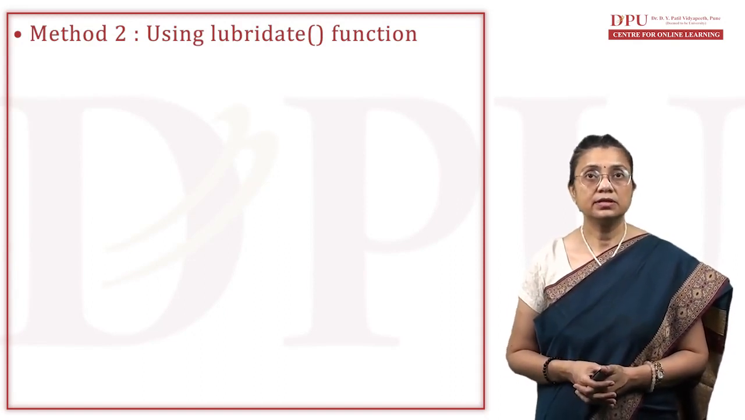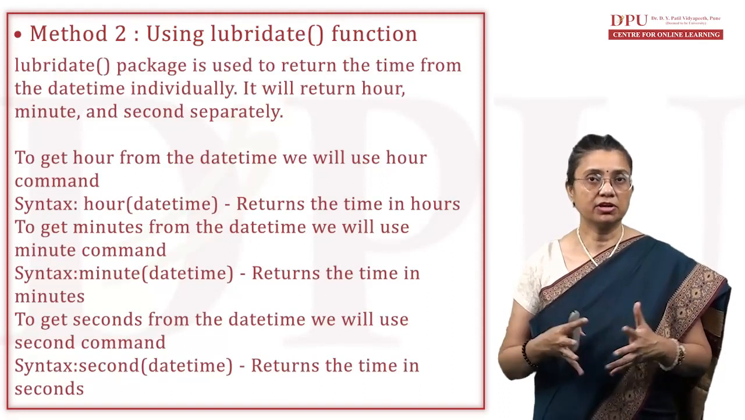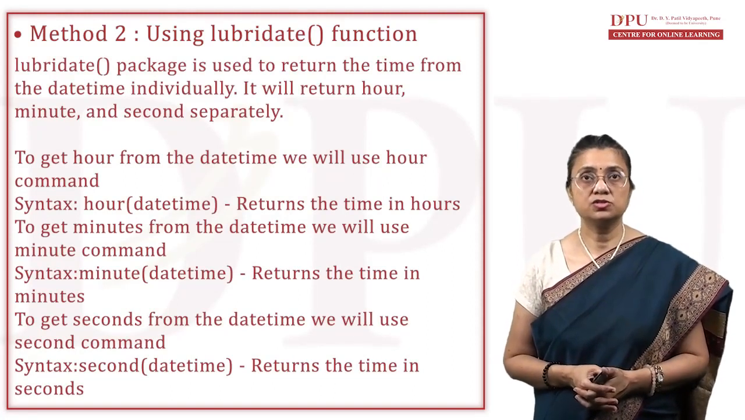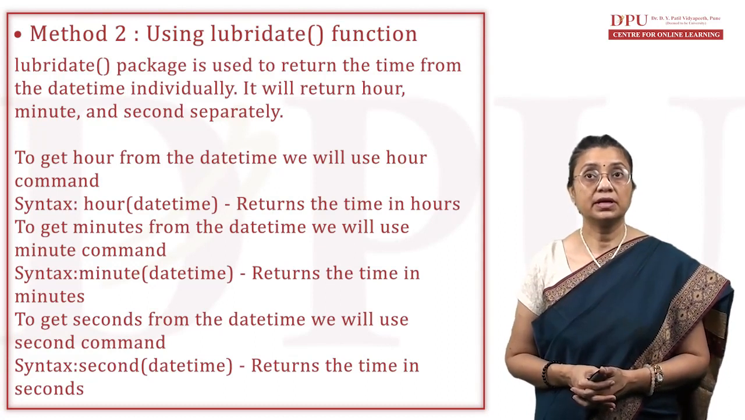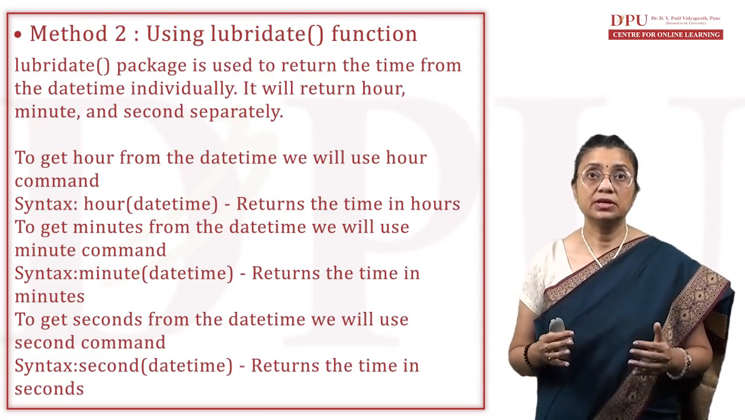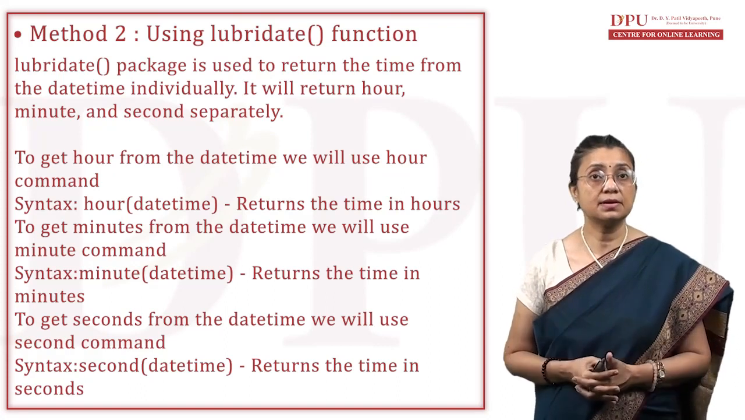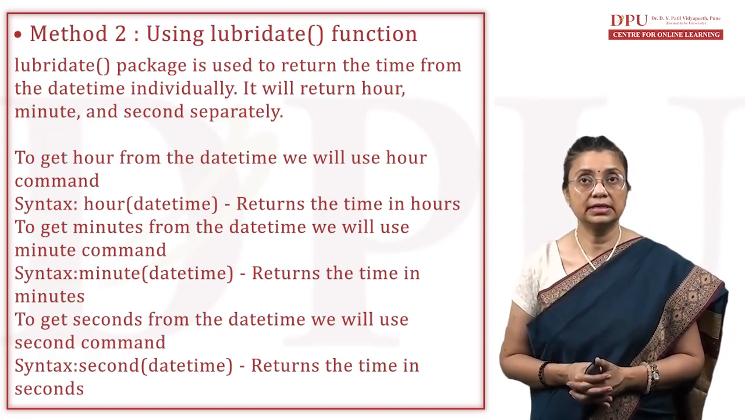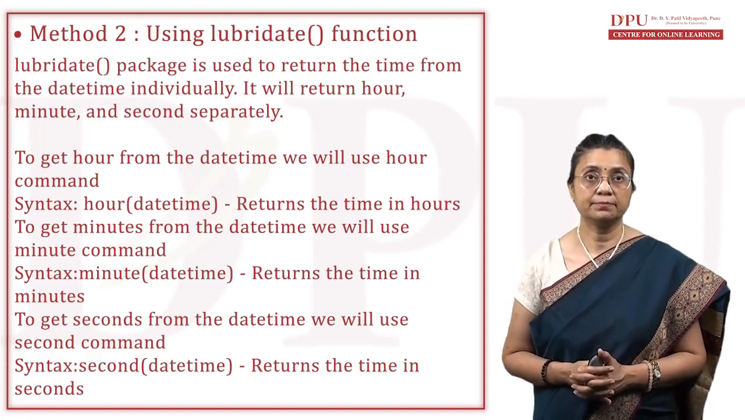Now, let's understand method 2, what it is and how it is used. This method uses the lubridate package. The lubridate package is used to return the time from the date time individually. It returns hours, minutes, and seconds separately.